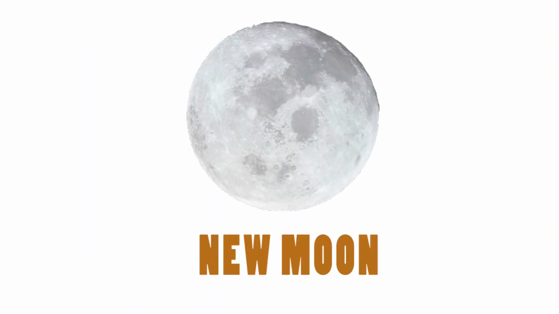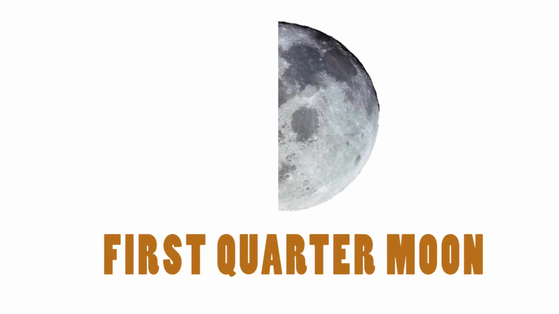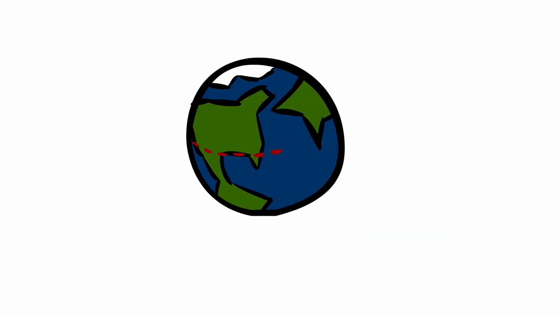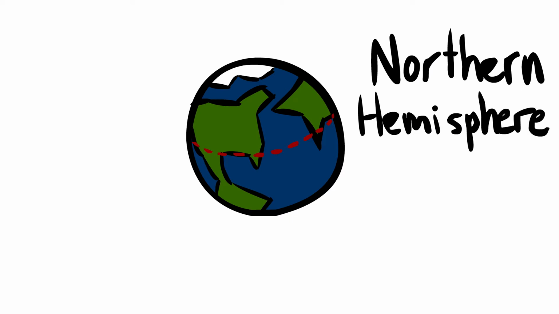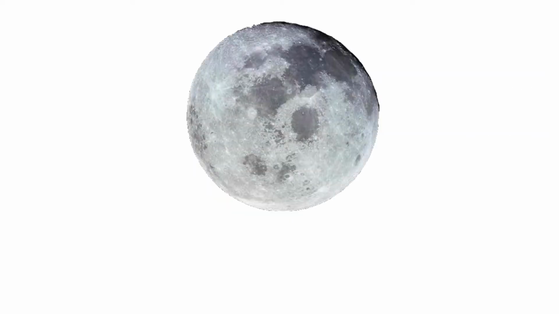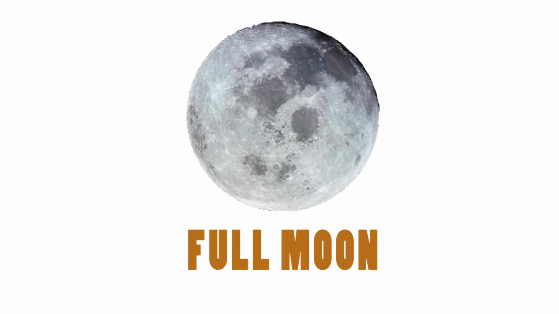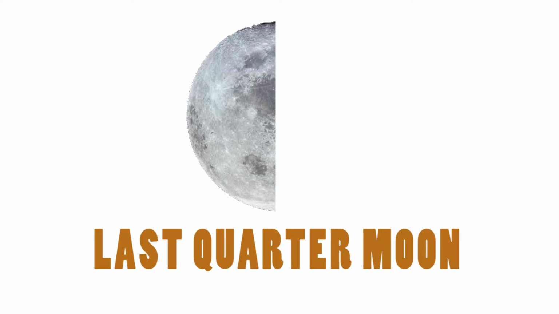The new moon, which is when we can't see the moon because its dark half is facing us. The first quarter moon, which is when one half of the moon is lit, right or left depending on which hemisphere you live on. For us, it's the right side since we live in the northern hemisphere. Then there's the full moon, which is when the moon is entirely lit. And finally, there's the last quarter moon, which is lit similarly to the first quarter moon, except for us, it's on the left side.